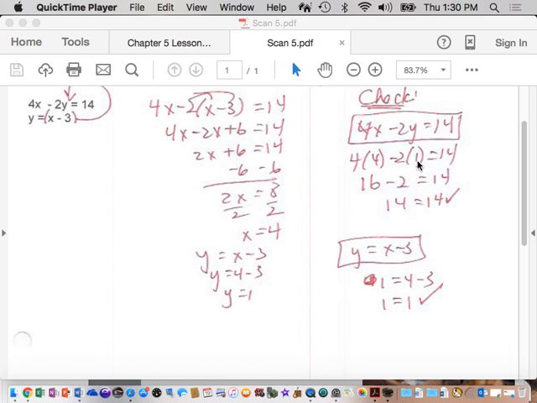4 times 4 is 16, 2 times 1 is 2, 16 minus 2 is 14. Yeah, 14 equals 14. Here, the y is 1, so I put a 1 in, and the x is 4. 4 minus 3 is 1, 1 is 1, yes, check, and I end up with the correct solution. Are there any questions about this one?